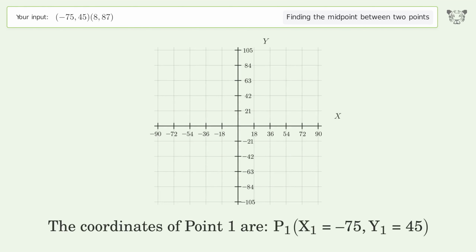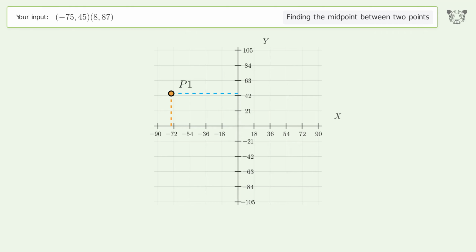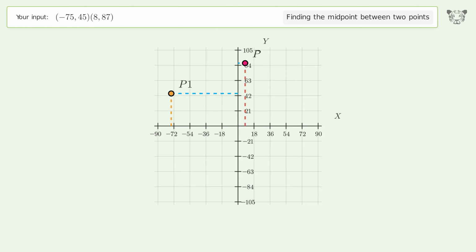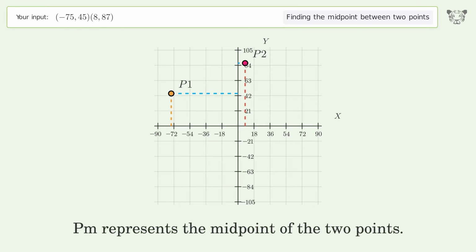The coordinates of point 1 are x1 equals negative 75, y1 equals 45. The coordinates of point 2 are x2 equals 8, y2 equals 87. PM represents the midpoint of the 2 points.